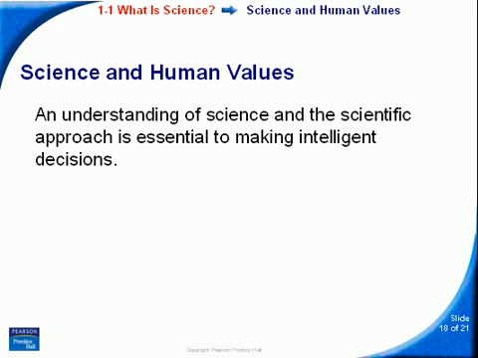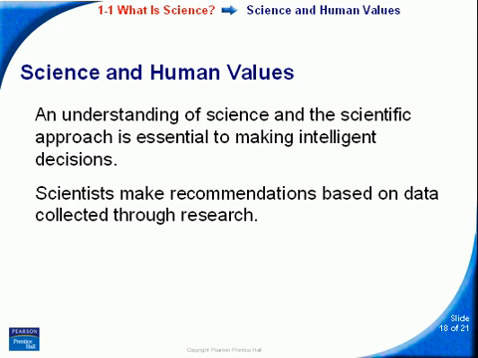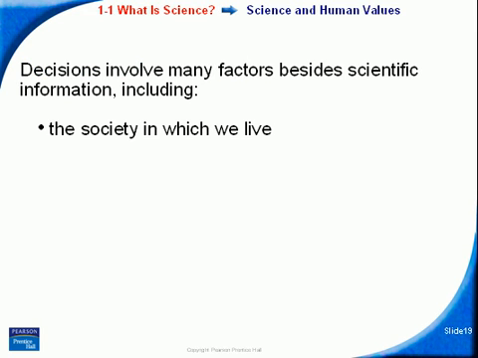Now, why is this important with human values? Scientists recommend things based on their work, and often these things affect your life, including the society in which you live. Everything in your daily life, such as the quality of your water, is based on testing that scientists did to decide how best to make your water quality.